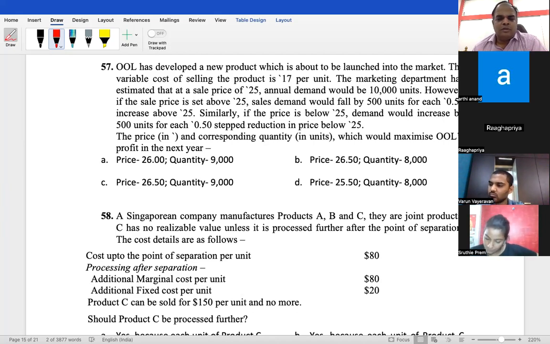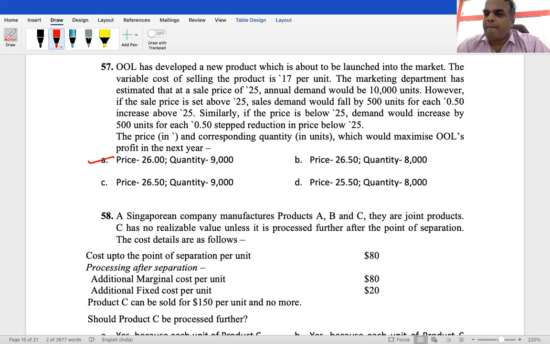So they have given the prices 26, 26.5, 25.5. Option A, there we are getting maximum profit. The other one, 81,000, the quantity itself is not matching. Am I right? Only in the case of 26, the quantity also matches. There we'll get the maximum profit based on the given information. Are you with me?